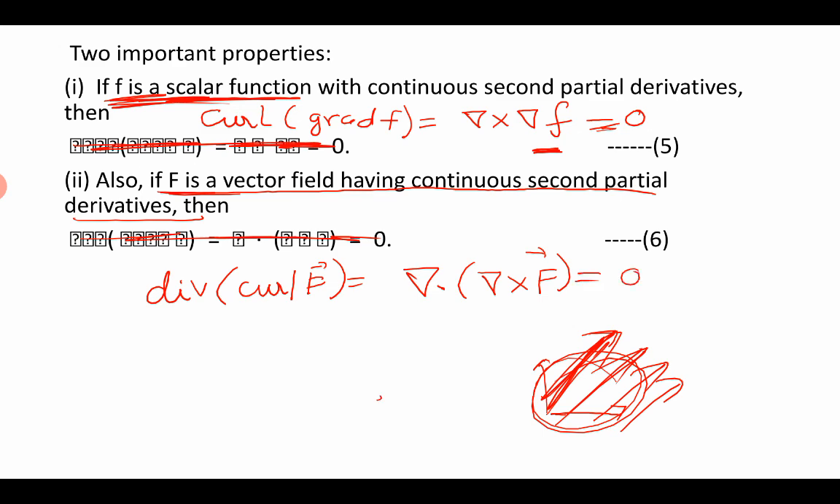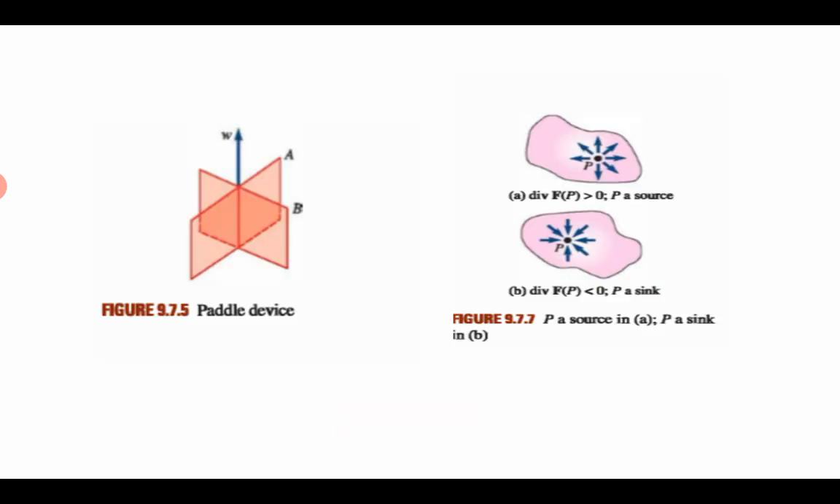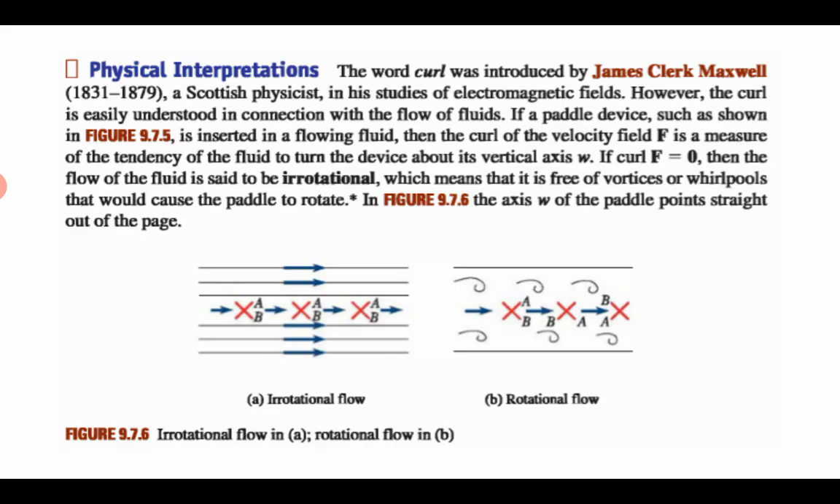If a vector is rotating, its divergence is 0, isn't it? That's given here. So a physical example of rotation and divergence: this is diverging outside, this is converging. It means opposite divergence, there is negative divergence, and here divergence is positive. This is the physical interpretation of rotation, irrotational.